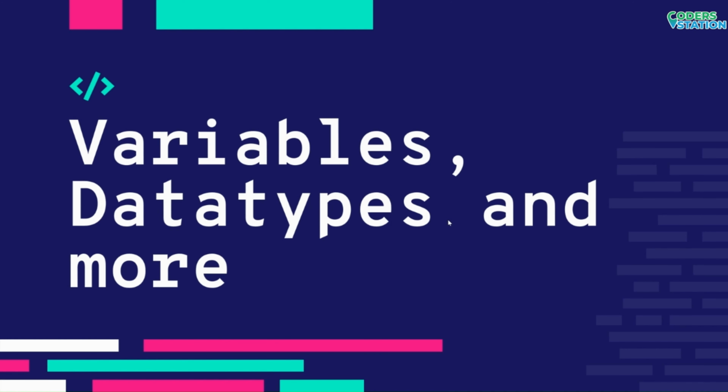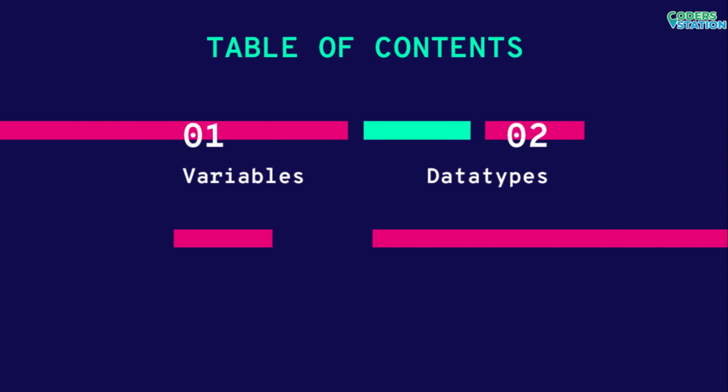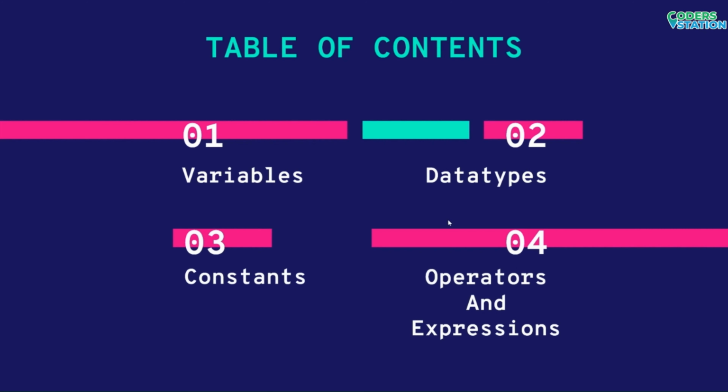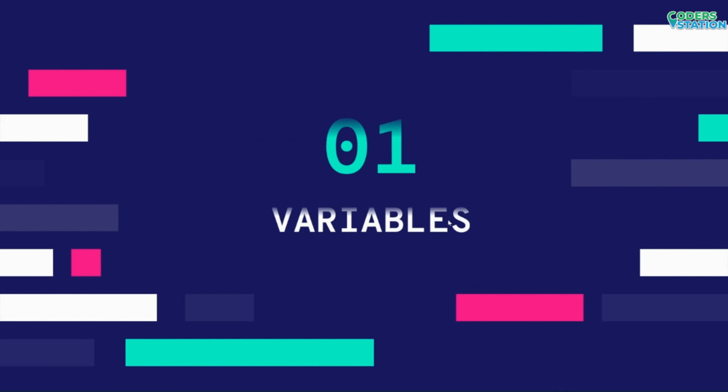In this video, we will be moving forward in our C programming series on variables and data types. So let's get started. First of all, we will see what we are going to learn in this video. We are going to learn about variables and different types of data types. So moving forward, first of all, what are variables?